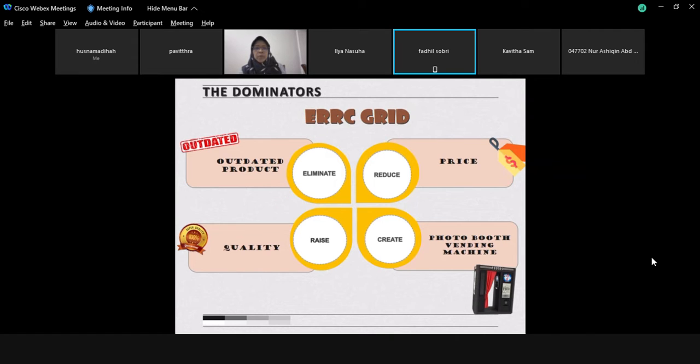Okay, next is create. To meet the needs of the customers. To meet the needs or the requirements or the demand of the customers. To fulfill the customers' needs and requirements. Yes. We need to meet the needs and requirements of the customer. Okay, the next is create.